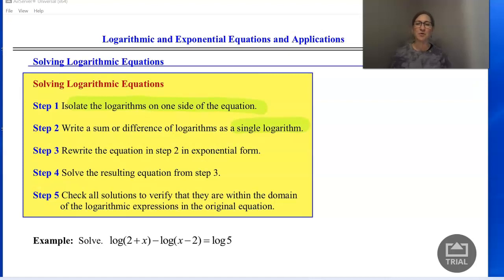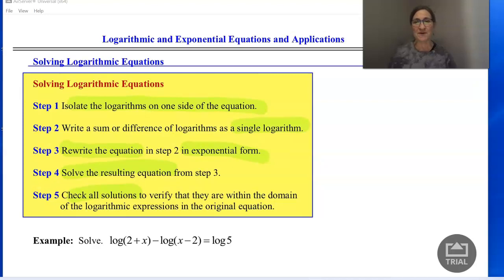Then you're going to rewrite the single logarithmic equation in exponential form. So rewrite the equation in exponential form, and then you solve the resulting equation. The last thing you need to do is check all the solutions to verify that they're within the domain.